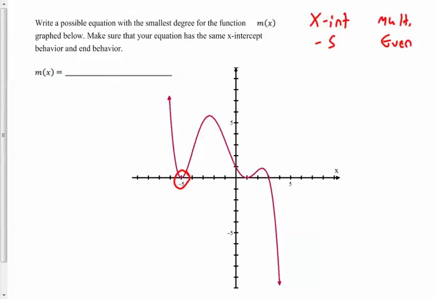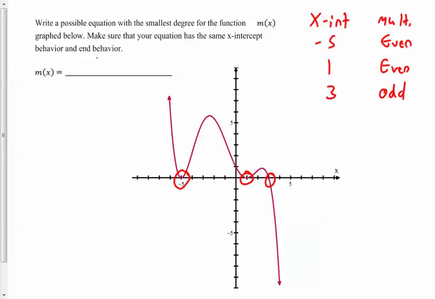it touches there. There's an x-intercept at +1. Again, since it touches, it has to have even multiplicity. And there's a final x-intercept at +3, but since it crosses the x-axis at +3, that should have an odd multiplicity. Putting that together into my equation, I'm looking for the equation with the smallest degree.